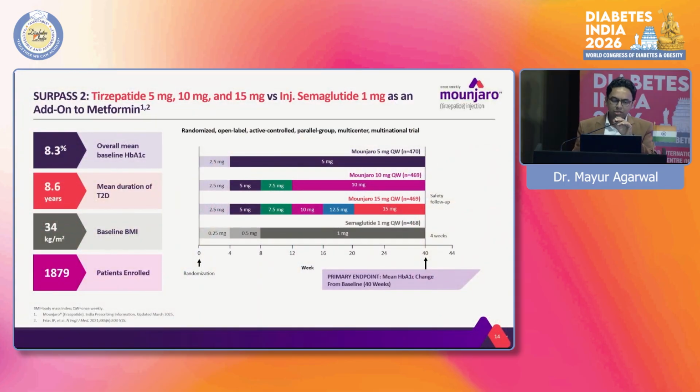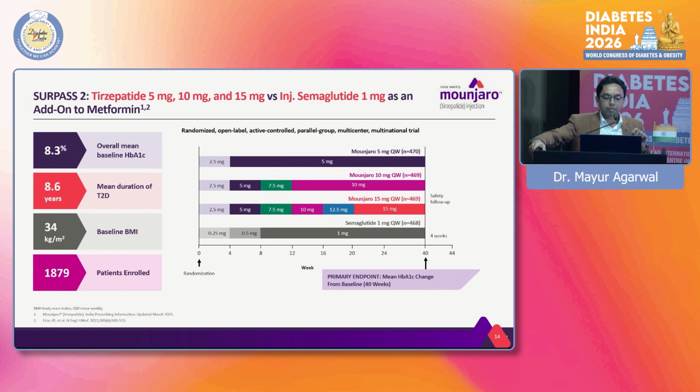So the baseline was comparable, obviously. HbA1c of 8.3, mean duration of 8.6 with a baseline BMI of 34 with almost 2000 patients enrolled. And as we do for the tirzepatide, you start with a lower dose. Every 4 weeks, you escalate. Within 20 weeks, you will reach the max dose of 15 mg: 2.5, 5, 7.5 and 10. All those doses were there.